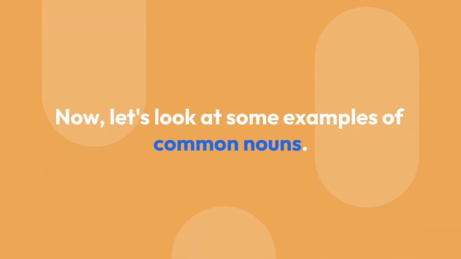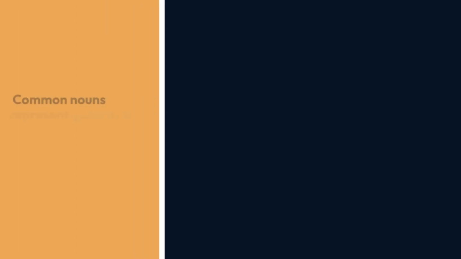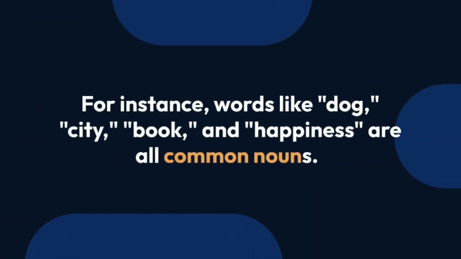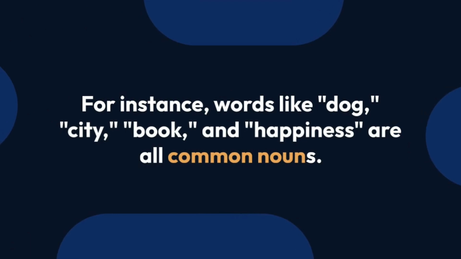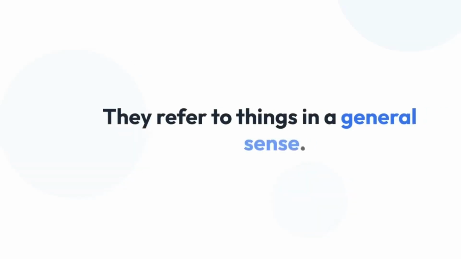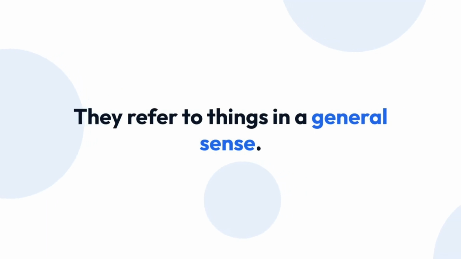Now look at the examples of common nouns. Common nouns represent general or non-specific people, places, things, or ideas. For instance, words like dog, city, book, and happiness are all common nouns. They refer to things in a general sense.